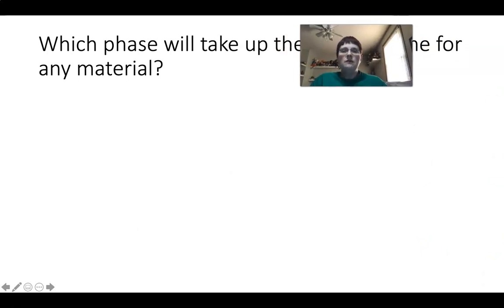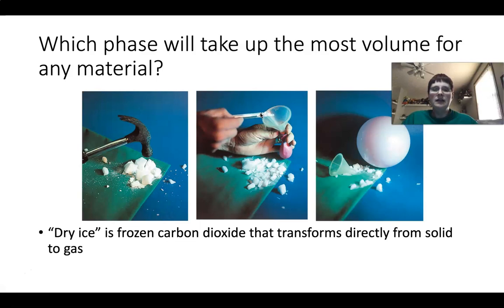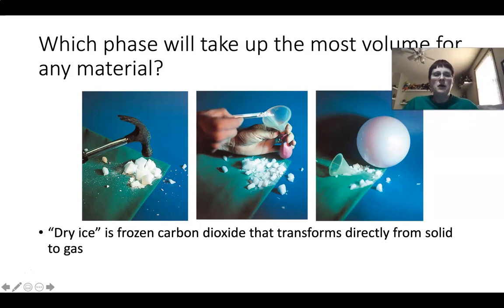So which of the phases take up the most volume for any material? That one should be pretty easy to figure out, and that is the gas form. And that's because those molecules space out from each other because they have those higher energy states. They're bouncing around, and so they need that bigger space. And so a great way to see this is with something like dry ice.